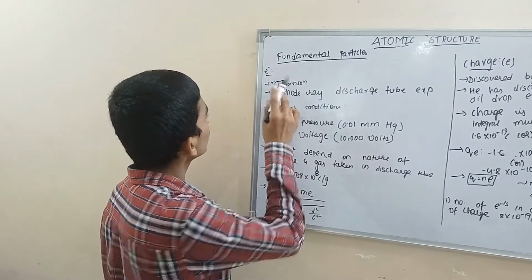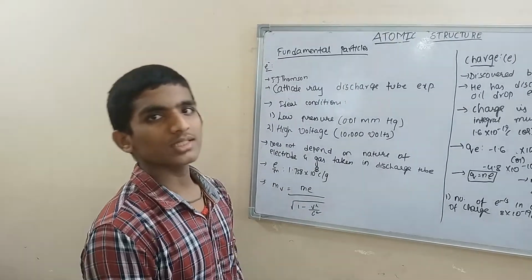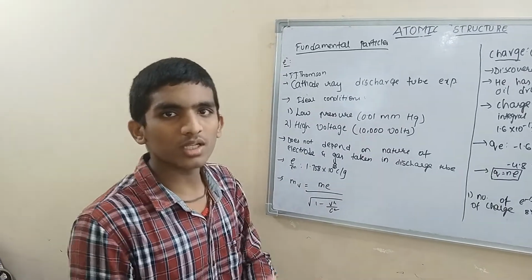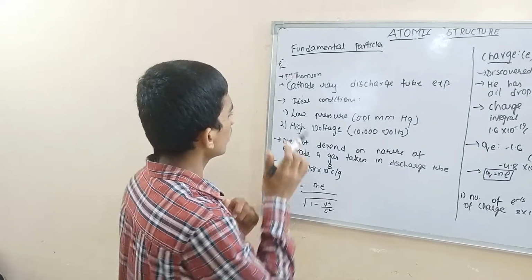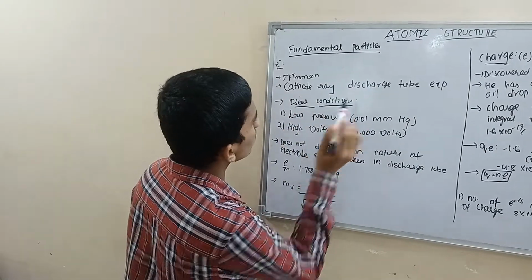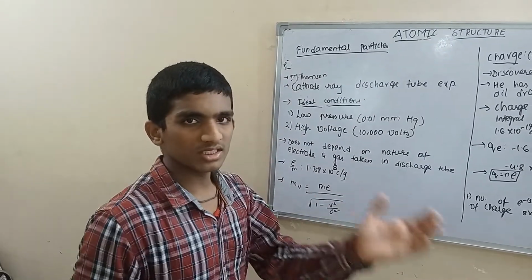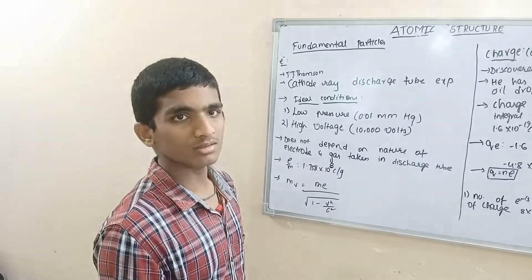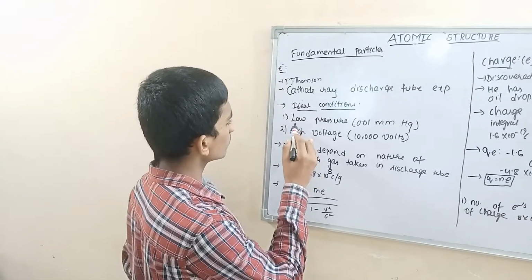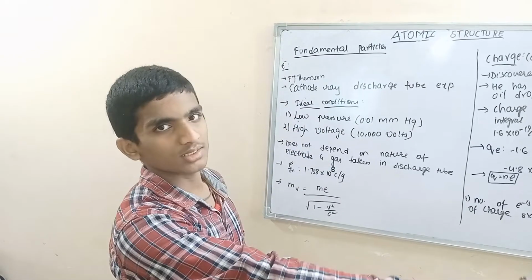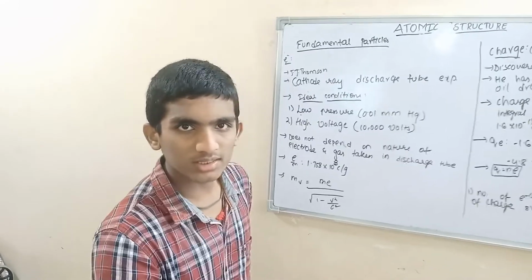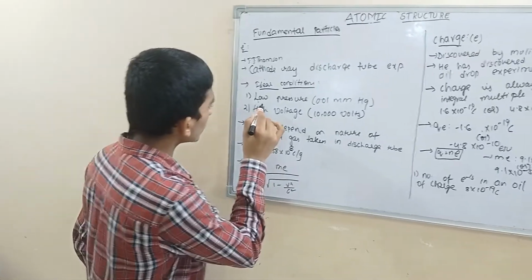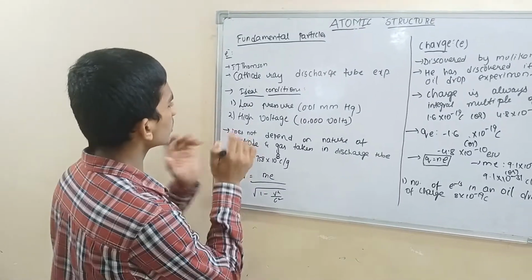Who discovered the electron? J. J. Thomson discovered the electron by doing the cathode ray discharge tube experiment. He used some ideal conditions. In the discharge tube, we take some gas, H2, Li+2, or lithium gas, anything we can take, no problem. While we send electricity, they are ionized and produce electrons in the form of cathode rays. To ionize them, we use these conditions.